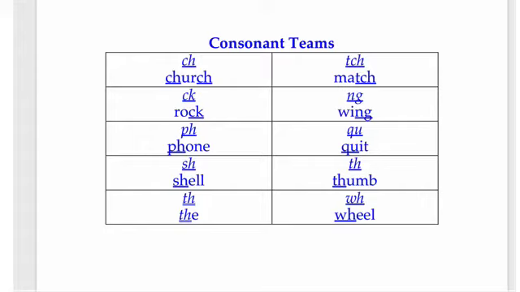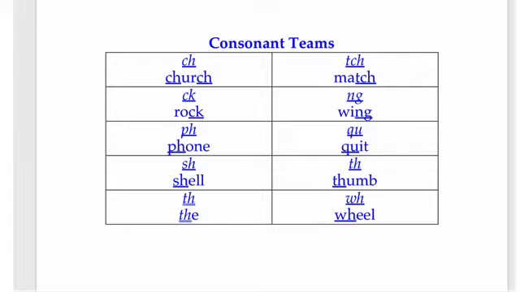SH represents the sound "sh," as in shell. TH can represent one of two sounds. When it represents its first sound, underline it once. When it represents its second sound, double underline it. The first sound for TH is "th," as in thumb. The second sound for TH is "th," as in the.